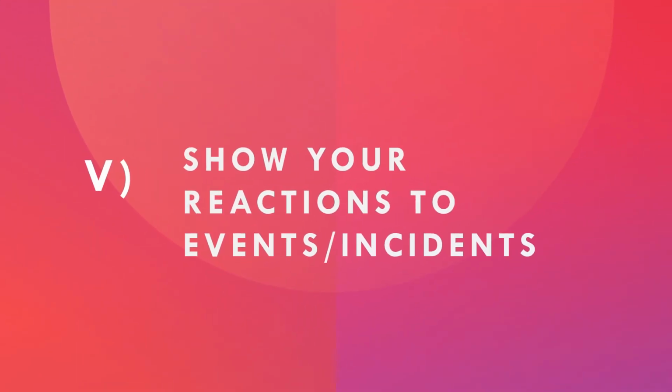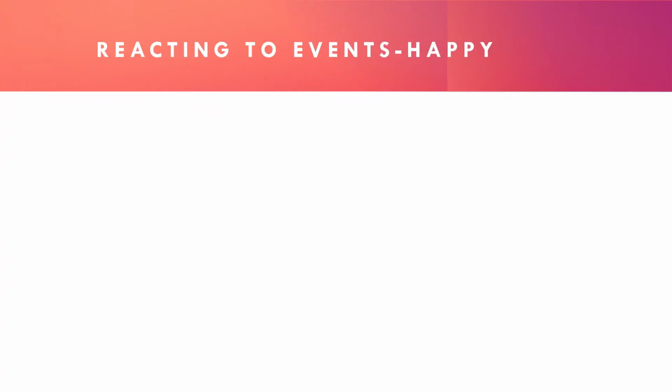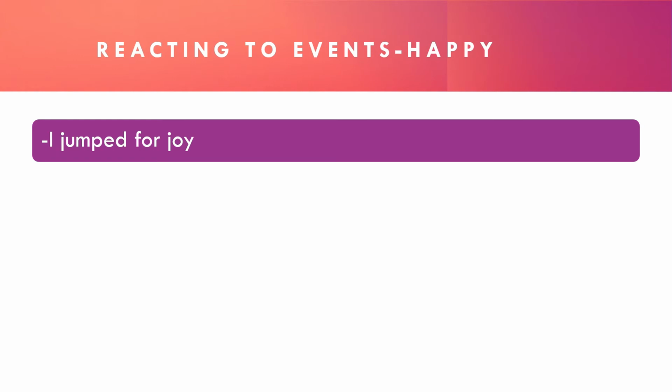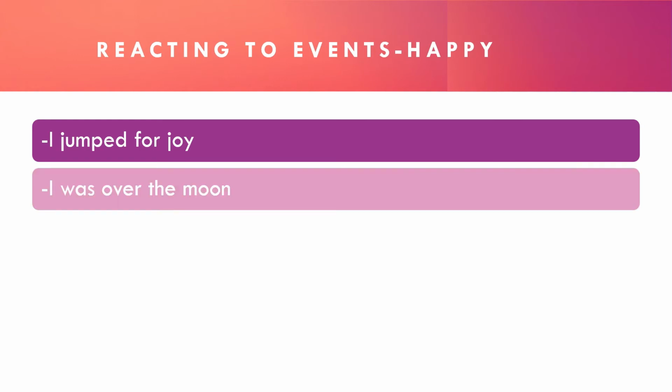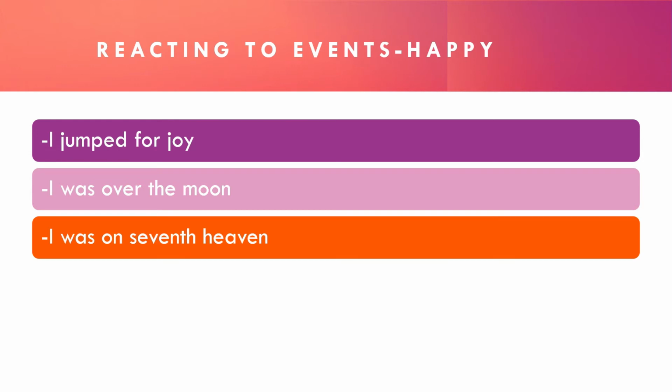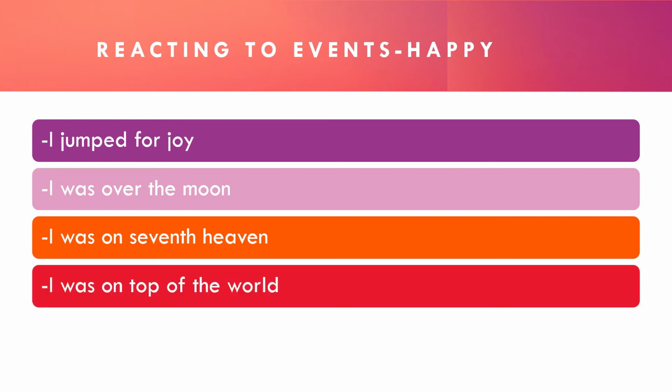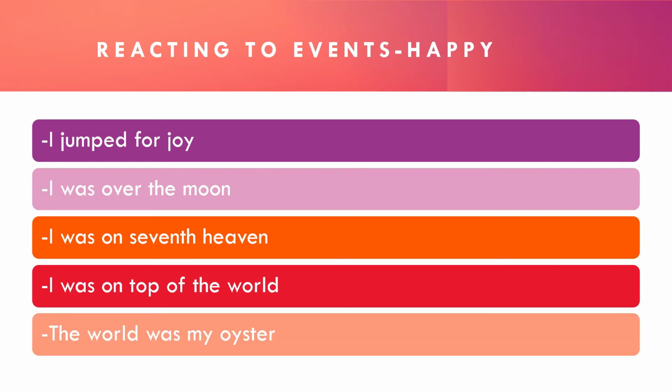Show your reactions to events or incidents. How do you react to events? So when you are happy, what do you say? I jumped for joy. I was over the moon. I was on 7th heaven. I was on top of the world. The world was my oyster.